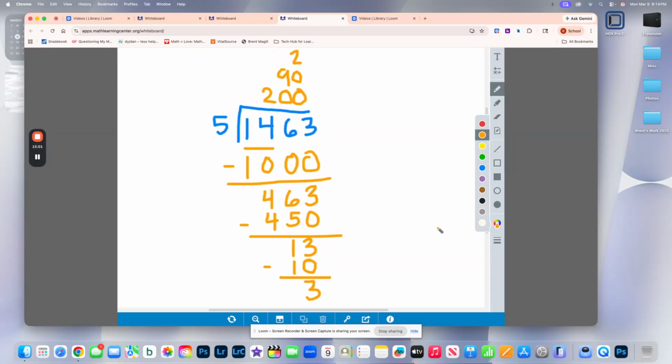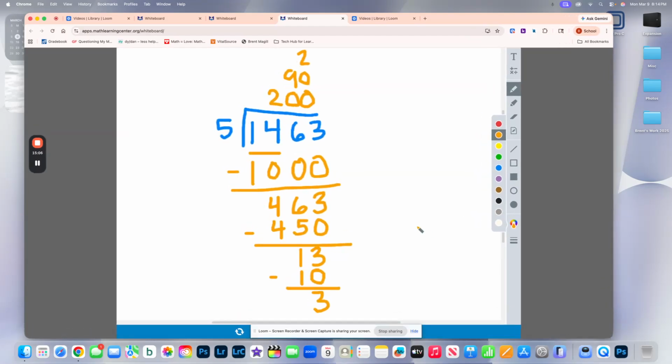Now here's one where you cannot continue dividing because the number is, and I didn't mention this in the last one, smaller than my divisor. So then I know I can't divide this up anymore as a whole number. So my answer here is, we're going to use that remainder thing again, 292 remainder 3.